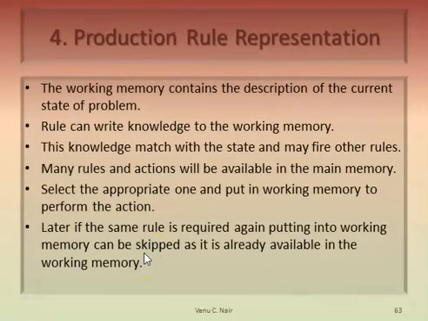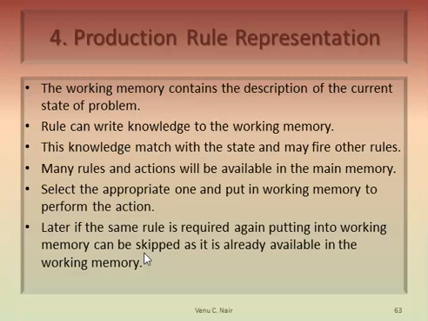The working memory contains the description of the current state of the problem. We have already defined that. The rule can write knowledge into the working memory. Based on the rule, we can take some knowledge for solving the problem. This knowledge matches with the state and may fire other rules. When the knowledge matches the states in the working memory, it can utilize other rules. Many rules and actions will be available in the main memory.